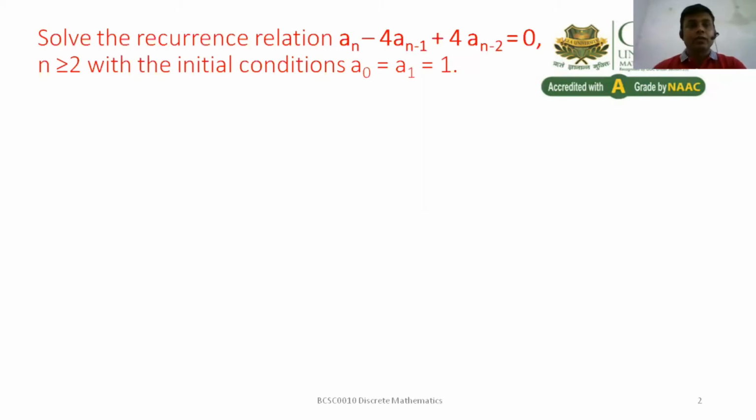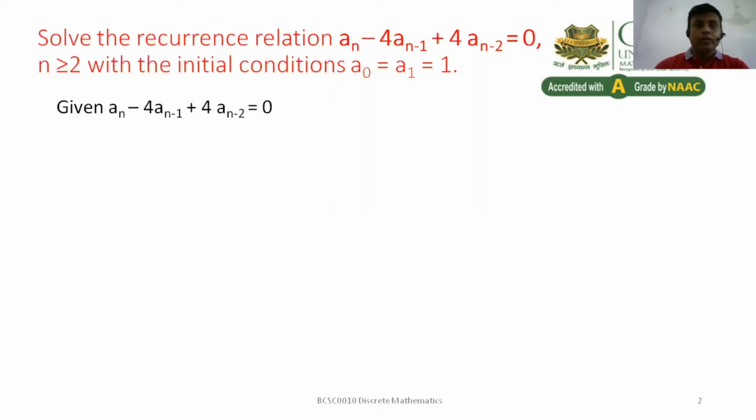So suppose the problem is we have to solve the recurrence relation a_n minus 4a_{n-1} plus 4a_{n-2} equals 0 with the initial conditions a_0 and a_1 equal to 1. Here, this is also an example of a linear homogeneous recurrence relation of order 2.